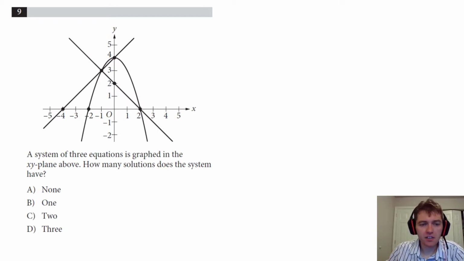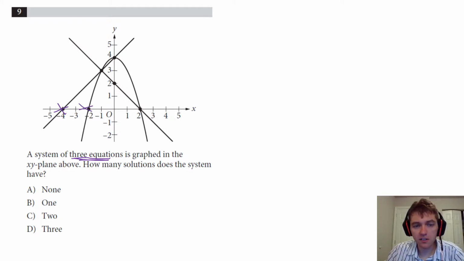Problem 9. A system of 3 equations is graphed in the xy plane above. How many solutions does the system have? So recognize that a solution to the whole system of equations means an intersection of all 3 lines. In this case, 2 lines and a parabola, so where those all intersect. You can take a look at each option. This is not correct. That's only one line. It's not even intersecting anything.